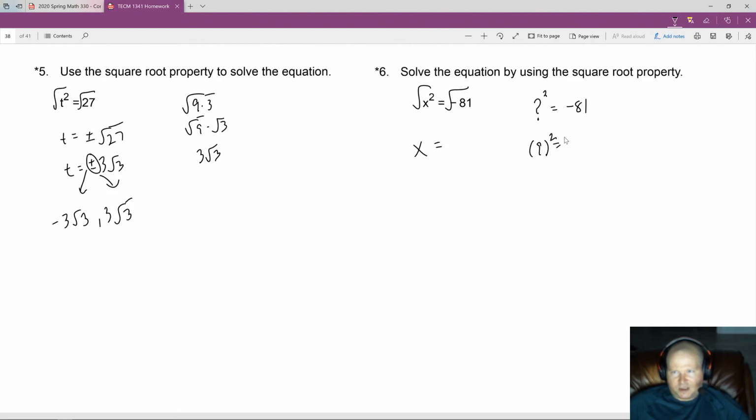Problem with that is 9 squared gives you a positive 81. And you might say, well, what about negative 9? Well, negative 9 squared still gives you a positive 81 because a negative times a negative is positive. So the problem with this is there's no real number that makes this true. There's no real number that you can square that will give you a negative 81. So in this case, this is not a real number.